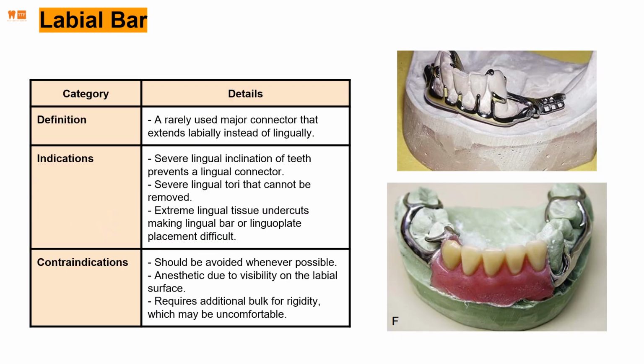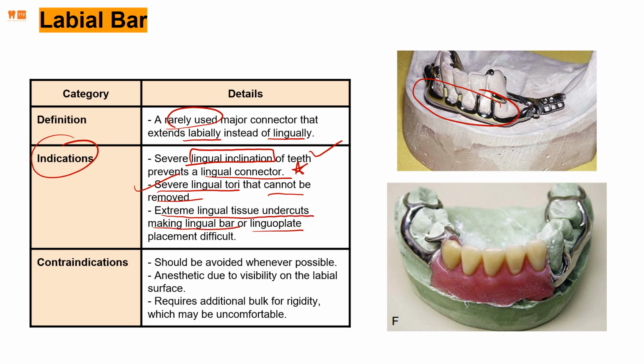Labial bar, not really preferred either. Look how bulky that may look on the anterior lip support region, right? So definition, it's rarely used. It's used labially instead of lingually. Indications, when do we use it? Lingually inclined teeth, simple. It prevents a lingual connector from being placed where there's severe lingual tori that cannot be removed, and then of course surgery needs to be done and so on. When there are extreme lingual tissue undercuts, making a lingual bar or lingual plate difficult.